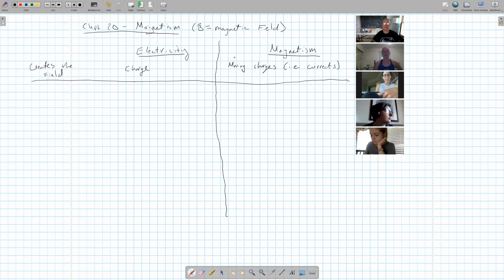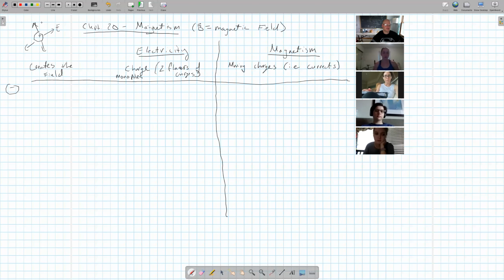Now, what's kind of interesting about magnetic fields is, if you go back to charge, there are two flavors of charges. We have a positive charge and a negative charge. And these are what we call monopoles, which basically means that we could have a positive charge all by itself, or a negative charge all by itself, and each one of those would create its own field.